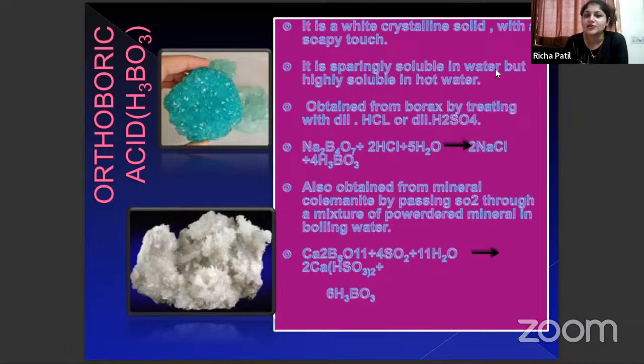So how is it obtained? It is obtained from borax. When you treat borax with HCl or dilute H2SO4, it gives you NaCl plus orthoboric acid. It is also obtained from the mineral colemanite by passing SO2 gas through a mixture of the powdered mineral in boiling water. So this is the reaction.